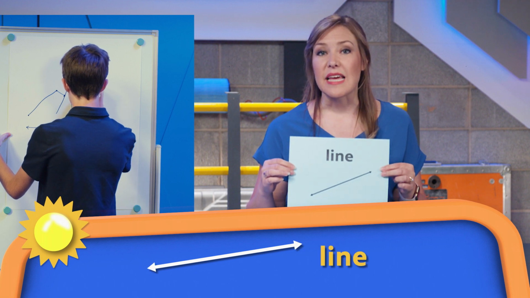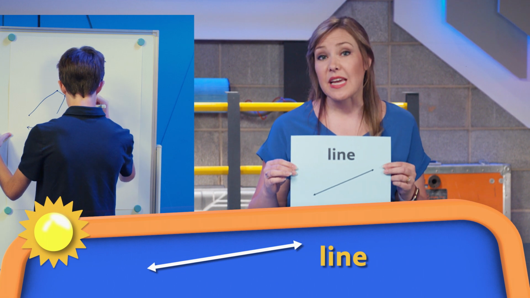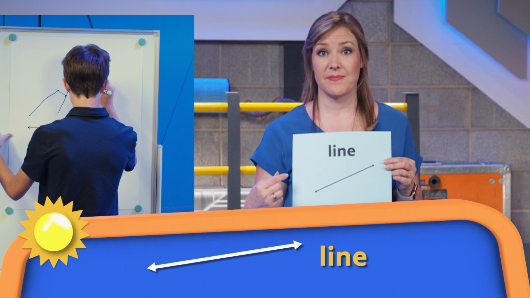Second is a line. A line is a set of points that extend infinitely in both directions. To show that it goes on forever and ever, we put a line with arrows at both ends.